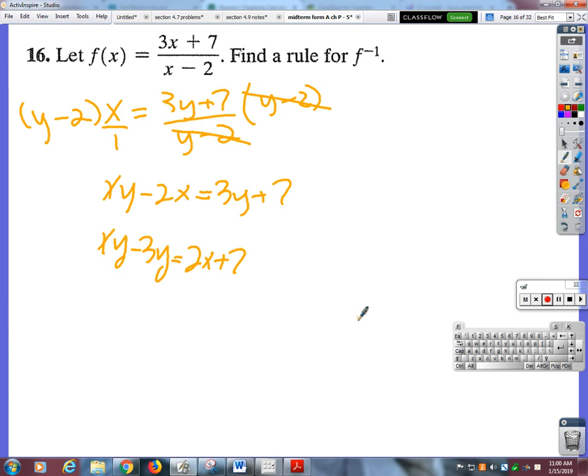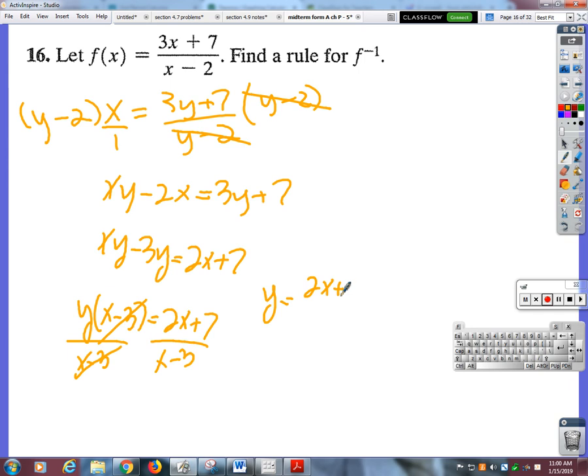The reason why that helps me is because now that I have the y terms both on the same side, I can factor out that y. So y times x minus 3 equals 2x plus 7. And then how do I get rid of the x minus 3? Divide both sides. Not plus, because it's multiplying the y. So those cancel. So y equals 2x plus 7 divided by x minus 3.